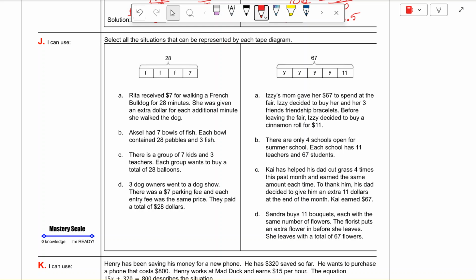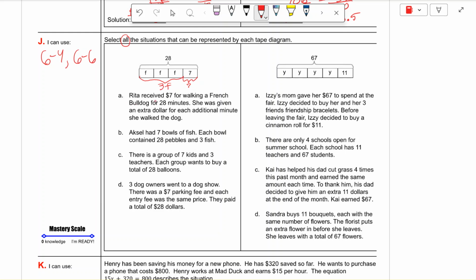Section J. On Section J, you can use notes from 6-4 and 6-6. It says, select all the situations that can be represented by each tape diagram. So in this first tape diagram, the entire piece of tape is worth 28. You guys can see that there is a 7 down here. And then you have a total of 3 Fs. Okay, so let's look at the first one.